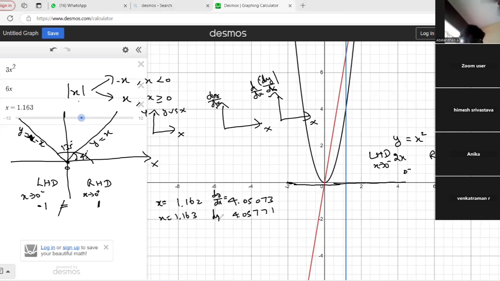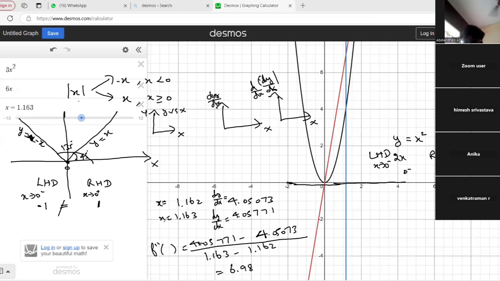So now there is a change happening in the slope itself, no? So 4.05771 minus 4.05073, divided by 1.163 minus 1.162. This is basically your second derivative at that point. Understood? If you want me to calculate, I'll calculate and tell you. So the top will be 0.00698 and the bottom will be 0.001. It comes to around 6.98.